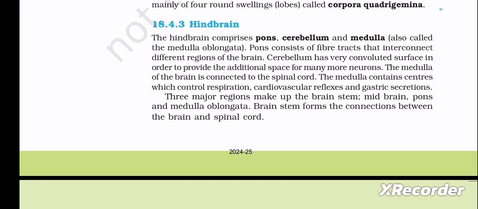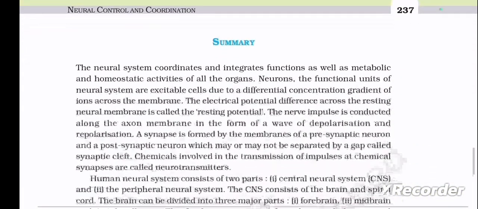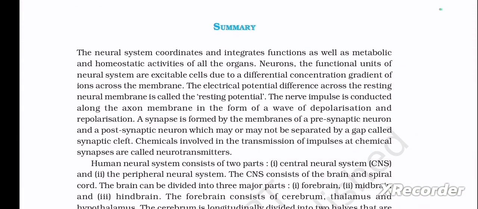Three major regions make up the brain stem: midbrain, pons, and medulla oblongata. Brain stem forms the connections between the brain and spinal cord. Next is a summary of the lesson.